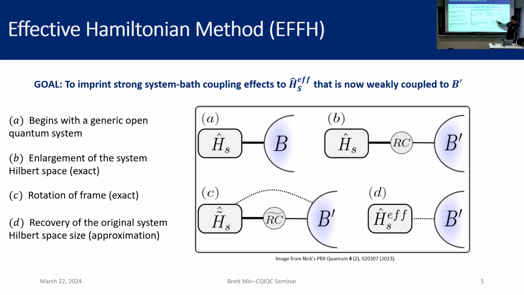So first, we begin with a generic open quantum system described in panel A. So the system Hamiltonian is presumably strongly coupled to the bath. And then what we do is we redefine the boundaries of the system and the environment. So we extract some mode out of the bath, which I'll explain what this RC means, but what it is, it's going to enlarge the size of the system. And this is now going to be weakly coupled to the residual bath. So you redefine the boundary of your system and the bath. So your system is now going to be weakly coupled to the residual bath.